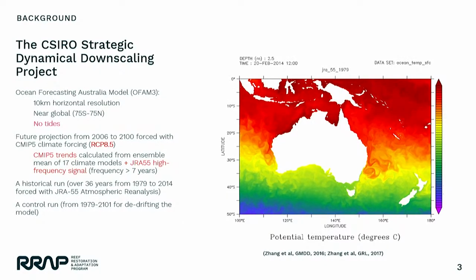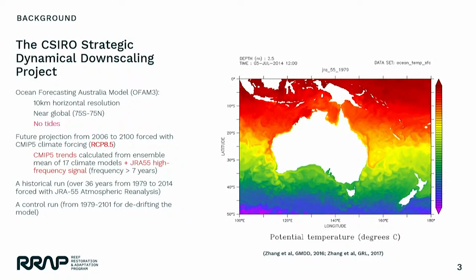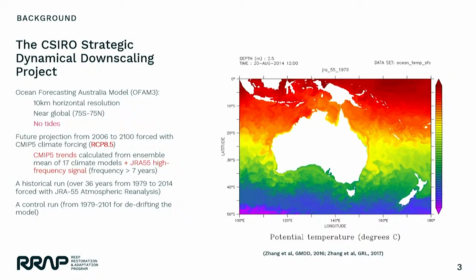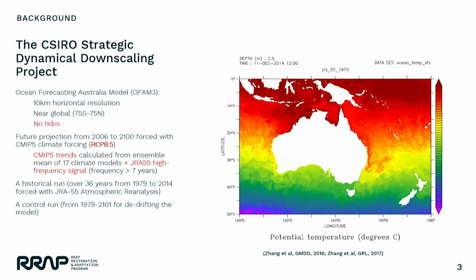Some background information. CSIRO funded a strategic dynamical downscaling project a few years back. Some of you might be familiar with it. It uses the Ocean Forecasting Australia Model called OFAM3, which has 10-kilometer resolution, is near global, and is eddy resolving. You can see on the animation the EAC eddies and the eddies shedding from the Leeuwin Current.